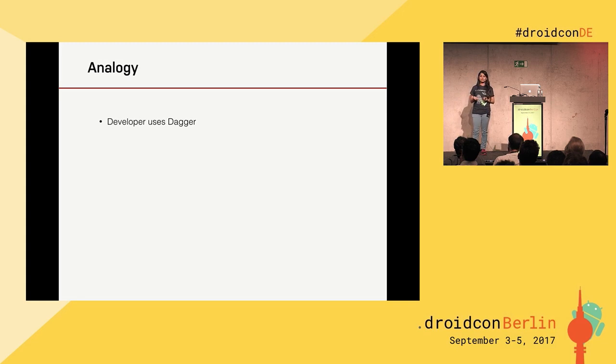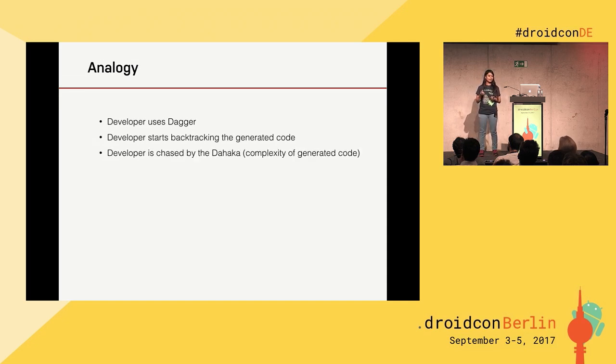As I mentioned, we developers use Dagger, and the developer starts backtracking the generated code. The developer is chased by the Dahaka, which is the complexity of the generated code.